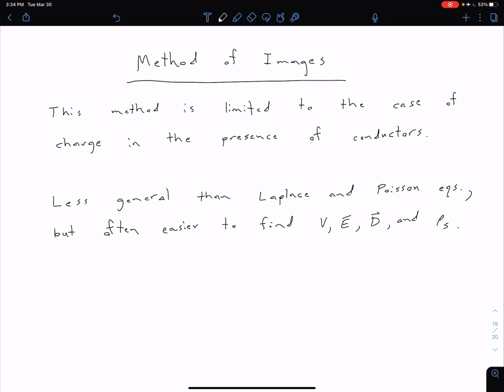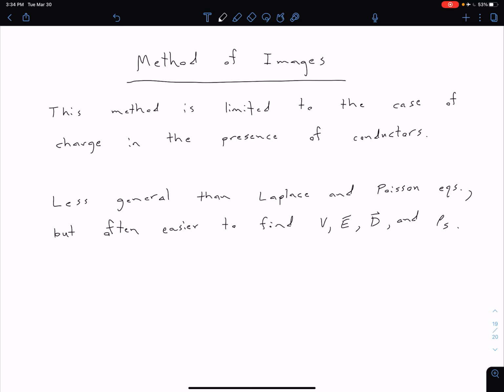The last topic we're going to talk about briefly in this unit is the method of images. Way back at the start, we said we had this method using our Laplace and our Poisson equations, and that was one of two methods. So this is going to be the second method that we can use.